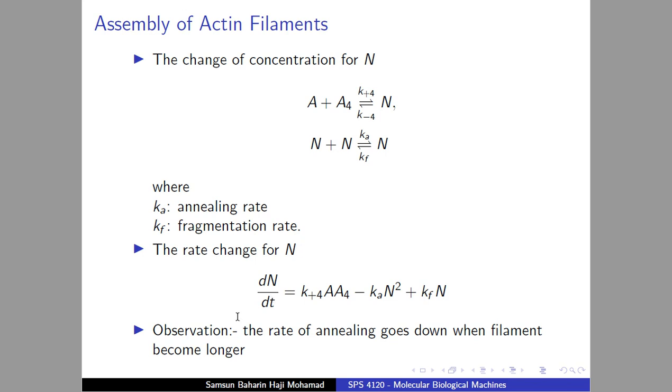We can observe that the rate of annealing goes down when the filament becomes longer. Why? Because the tubulin needs to move further to find the binding site. Like, for example, we have 100 chairs. Chairs number 1, 2 are easy to fill. For chair number 100, to reach it from chair number 1, we will take time to get to chair number 100.